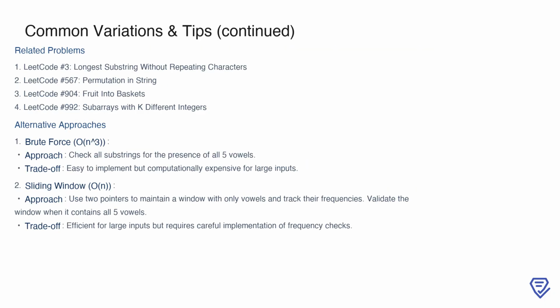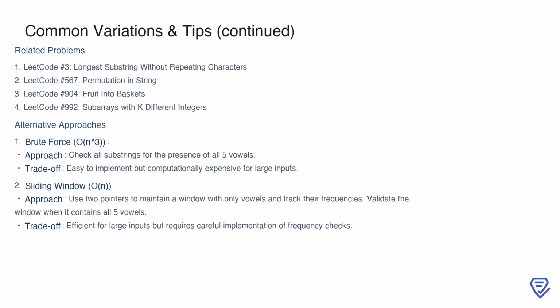This challenge shares similarities with several related problems that can help reinforce your understanding. Examples include LeetCode number 3, which focuses on finding the longest substring without repeating characters, and LeetCode number 567, which involves checking for permutations of a string within another string. Other relevant problems include LeetCode number 904, which deals with the maximum number of fruits in baskets, and LeetCode number 992, which involves counting subarrays with exactly k different integers.